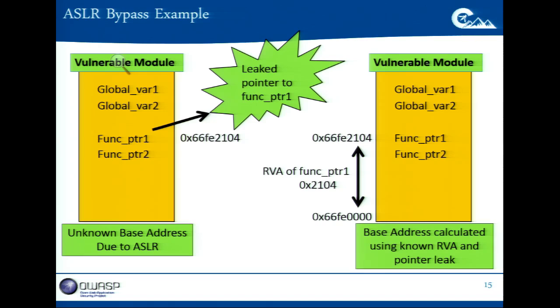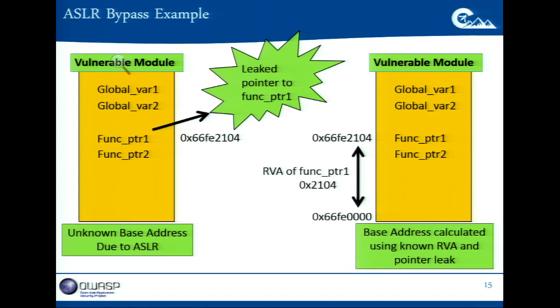And this just shows a quick example where we leak out something. This address leaks out, 66FE2104. We can assume or infer that 66FE is the handle, the way that Microsoft rebases things. So 2104 is the RVA, the relative virtual address offset. So we can subtract 2104 from the full linear address, and we get the handle.